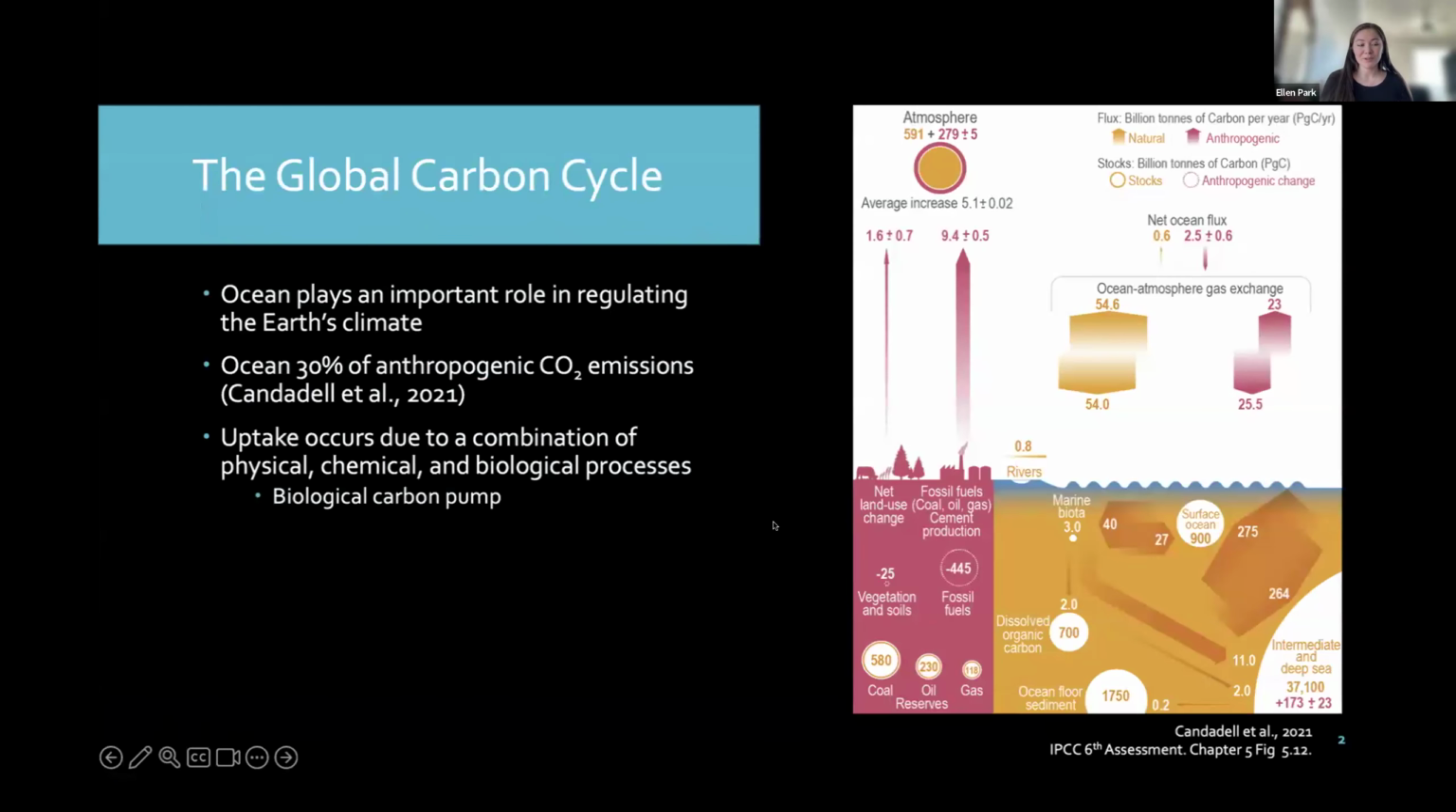So as many of you probably already know, the ocean plays an important role in regulating the Earth's climate. It's a large sink for carbon, and since the beginning of the industrial era, it has taken up approximately 30% of anthropogenic carbon dioxide emissions. This uptake occurs due to a combination of physical, chemical, and biological processes, which are commonly referred to as carbon pumps. And today we'll be focusing specifically on the biological carbon pump.